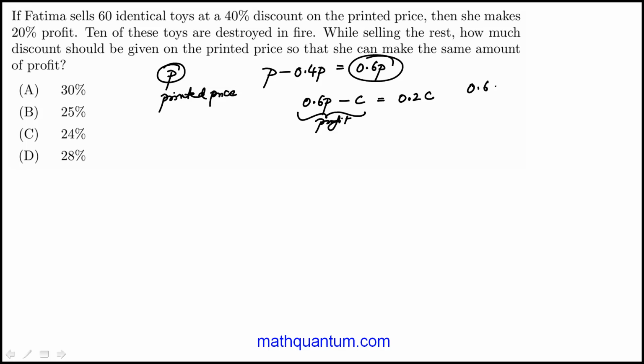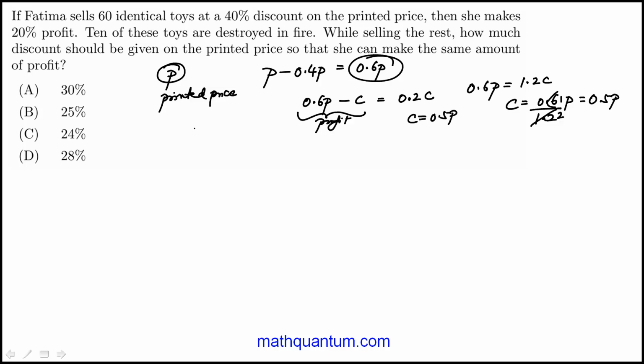So that will give you the relationship between the cost and this printed price, 1.2 C is 0.6p. So C is 0.6 over 1.2p. That you will notice is half. So C is 0.5p. So that's the first relationship.